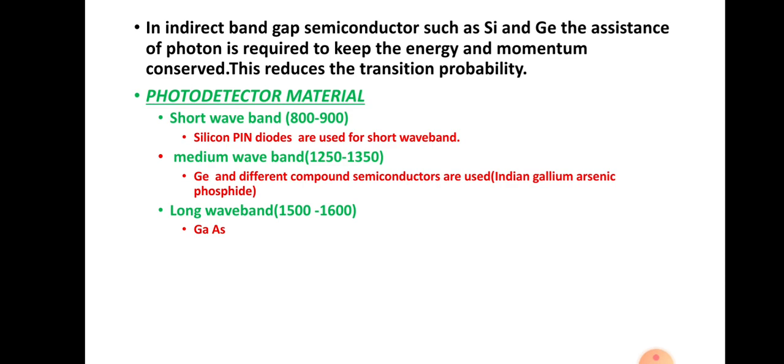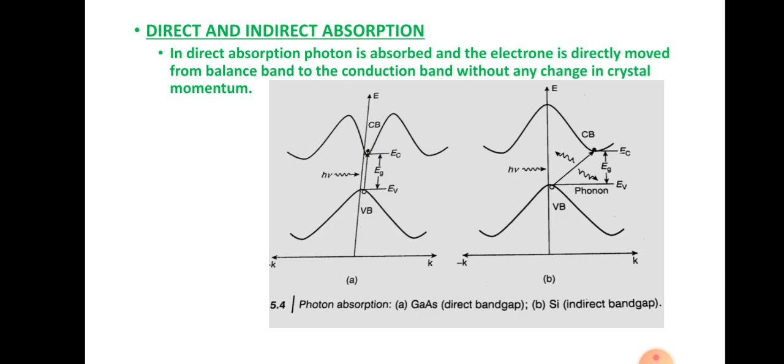So in indirect band gap semiconductors such as silicon and germanium, the assistance of a phonon is required to keep the energy and momentum conserved, and this reduces the transition probability. So compared to the direct transition, the probability of the indirect transition is less. In order to make the transition in this case, we have to change the momentum. So in this case, there is a need for conservation of momentum and energy.